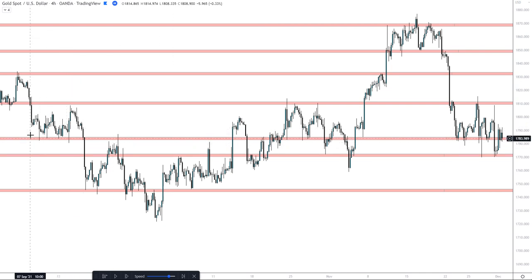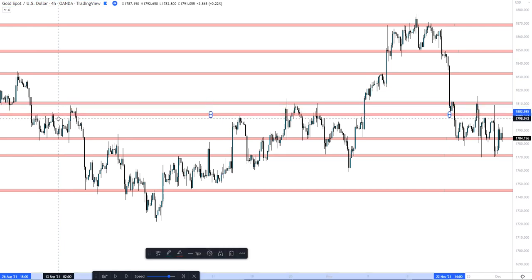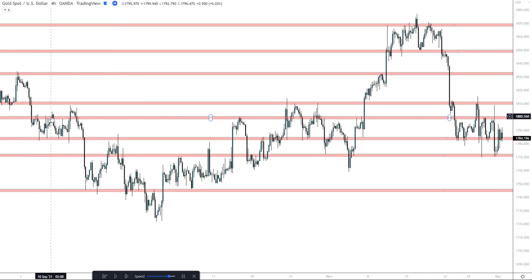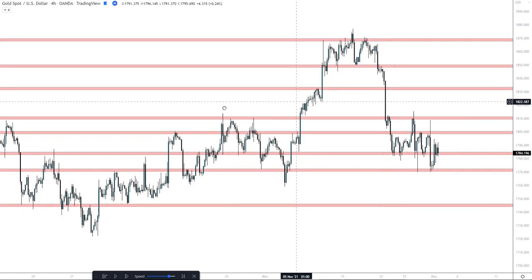And I would probably say that price was pretty much just bouncing in between these areas besides that here. So again, if we average them out, tap, tap, tap, tap, tap, tap, and then tap again. So these are the areas once again.